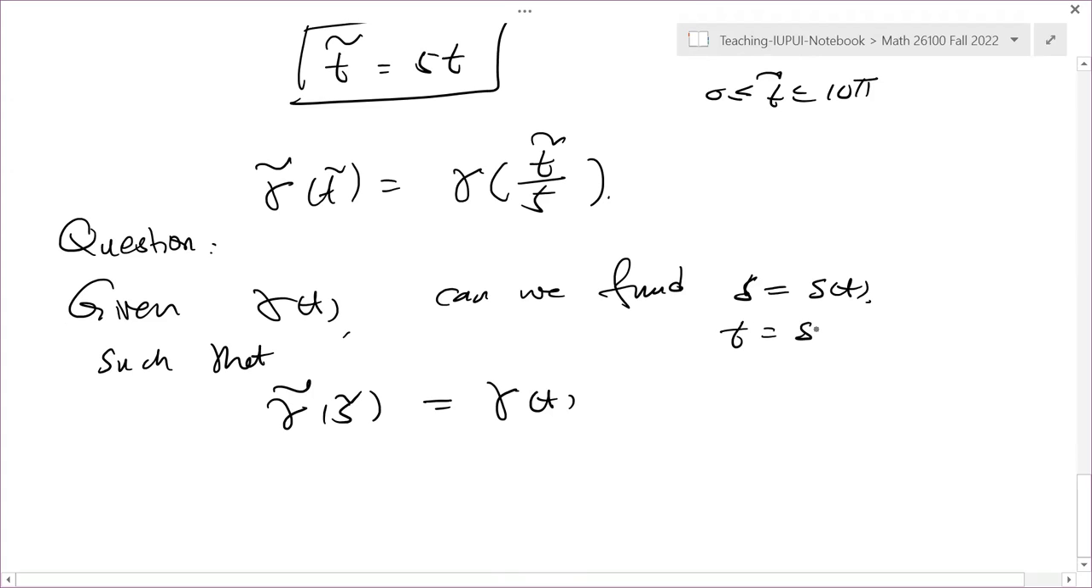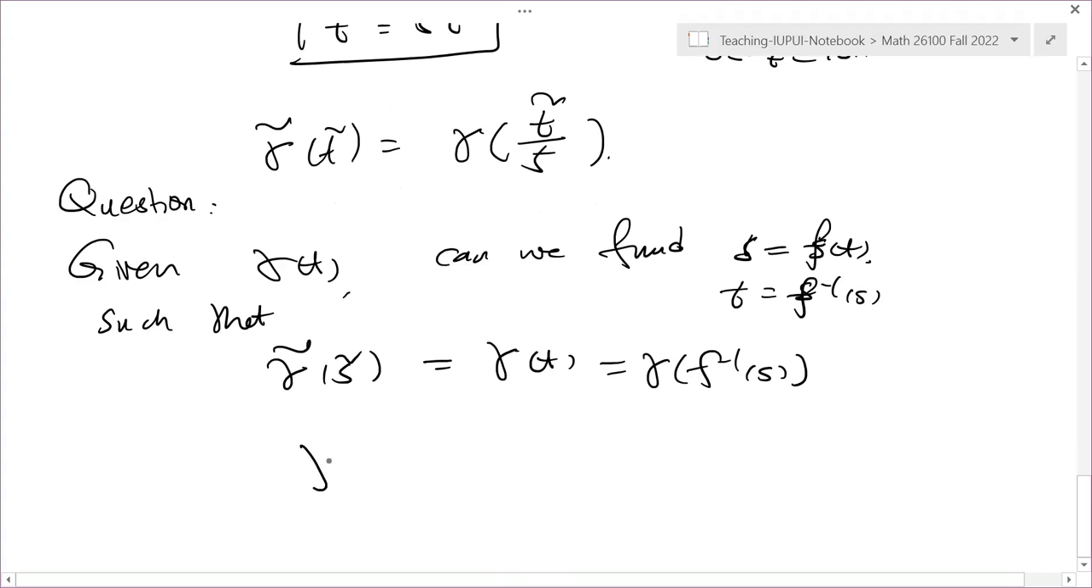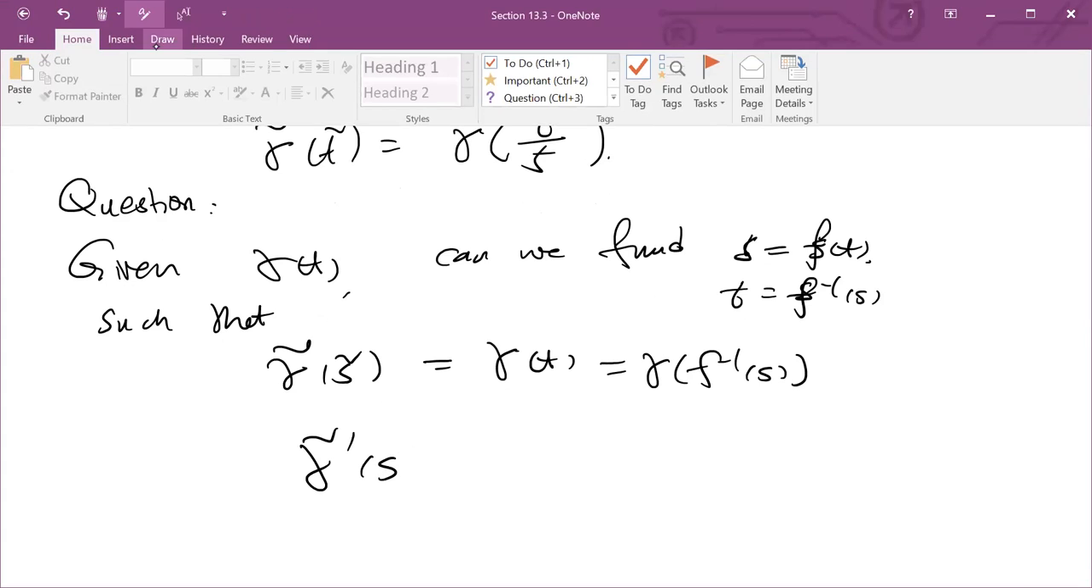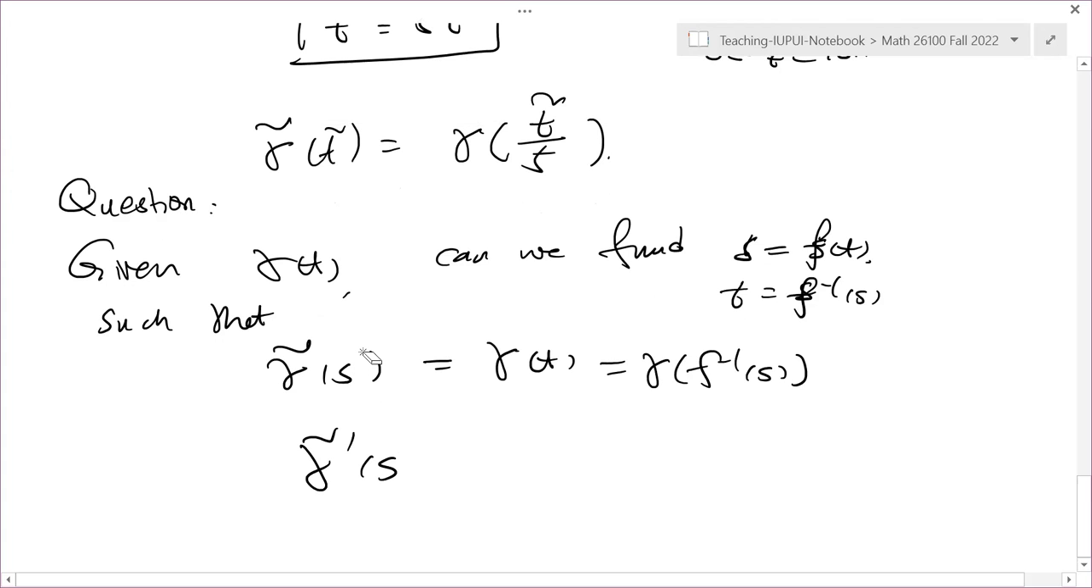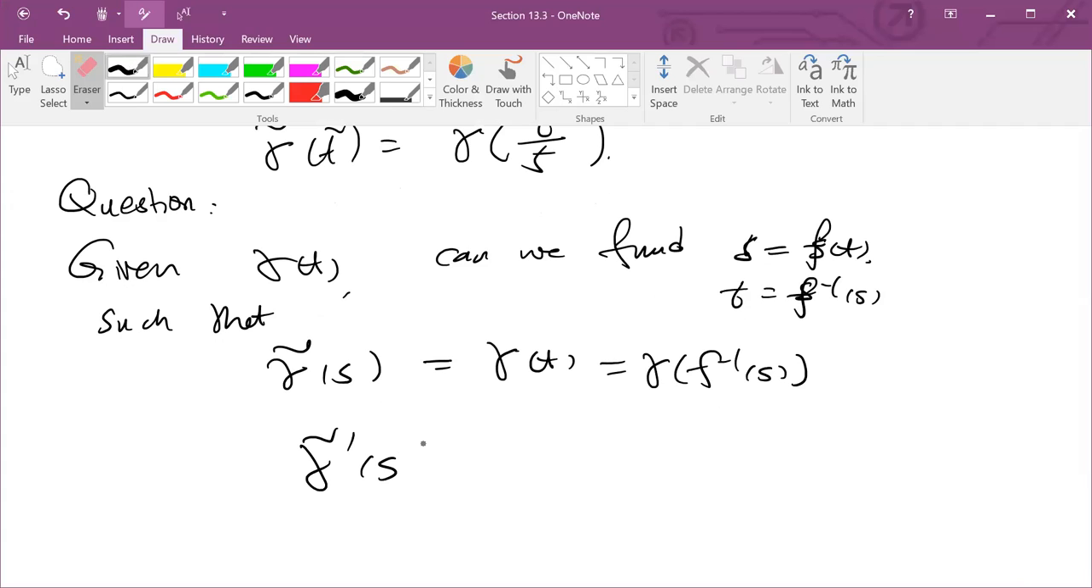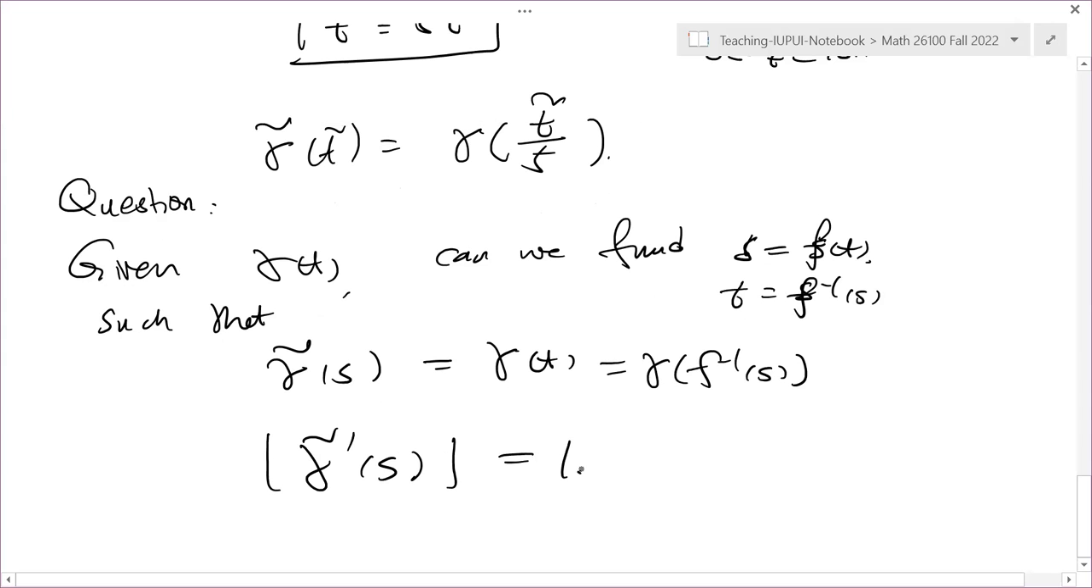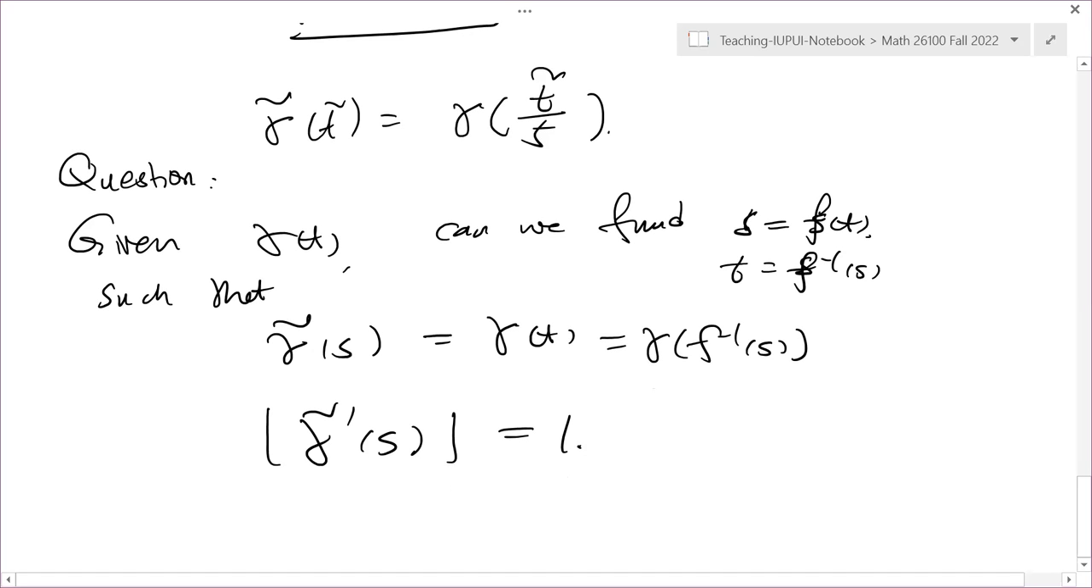If I use another function here, f, then t is going to be the inverse of f, so it's gamma of the inverse of f, such that gamma prime of s has unit length. I think it's possible.